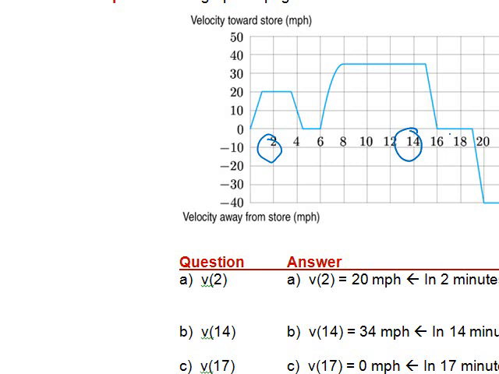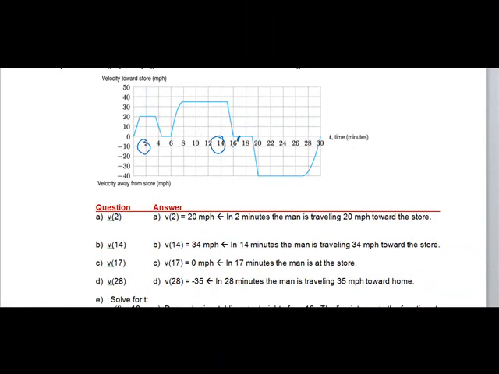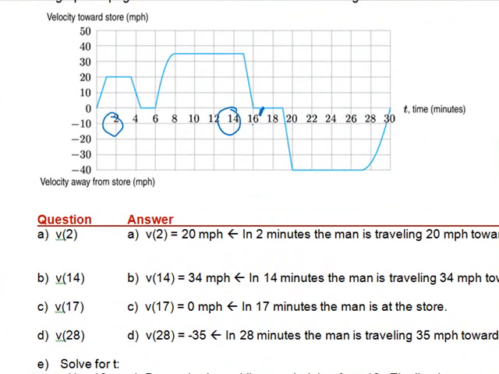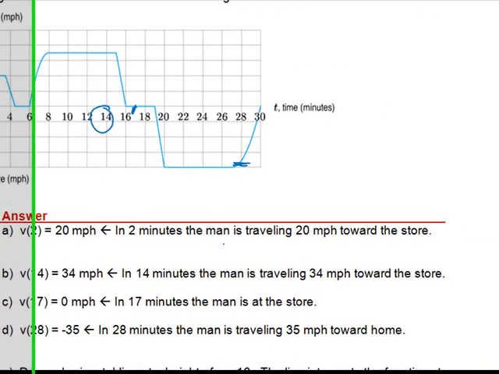V at 17, well, that falls between 16 and 18, so we're right here. And notice we're at 0. So in 17 minutes, the man isn't traveling at any velocity toward the store. He, in fact, is actually at the store. V at 28, same idea. Go over to 28, read down. Looks like it's about halfway through. So I happen to say, oh, I think it is. So I guessed negative 35. So in 28 minutes, the man is actually traveling 35 miles per hour, but he's not traveling toward the store, he's traveling away from the store. Or in other words, he's traveling what we would expect is back toward home.